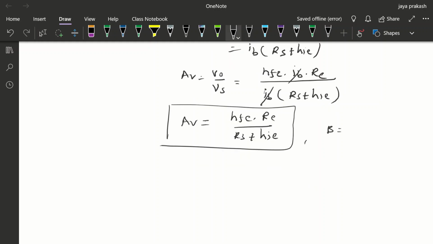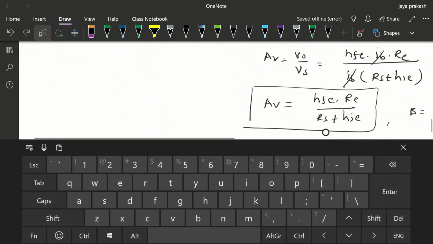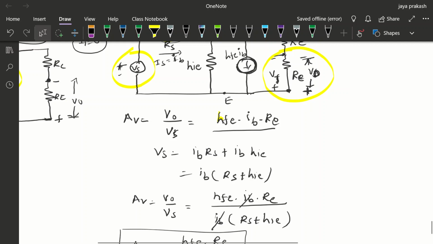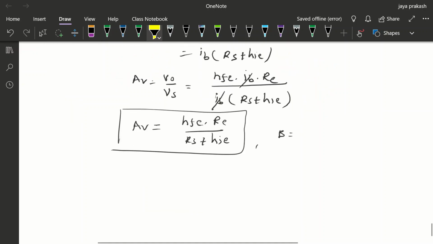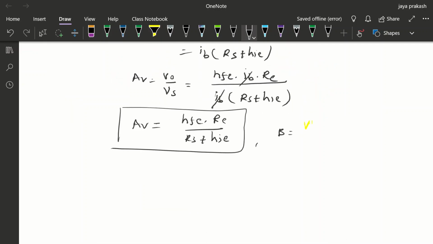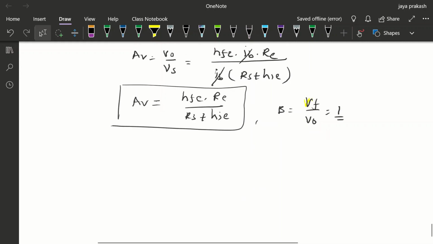And one more term we have to find out, beta. Beta is the feedback factor. In this feedback, the voltage fed back is the same as the output voltage, hence beta is equal to Vf by V0, which is equal to 1. So beta is equal to 1. So now we got the AV and beta, so we can find out all the terms, the output characteristics of the feedback amplifier.